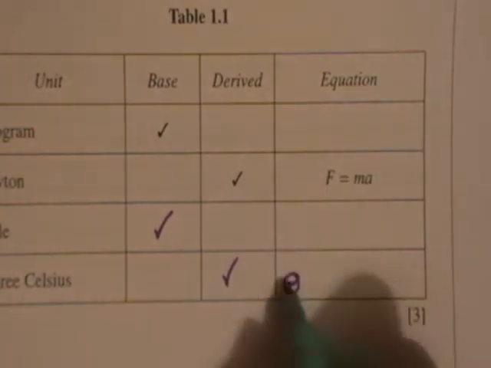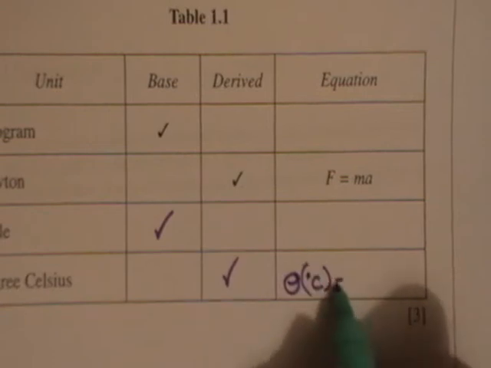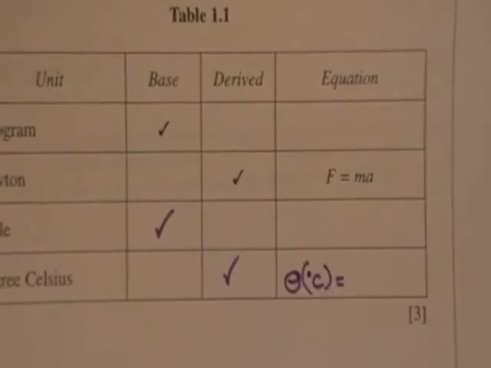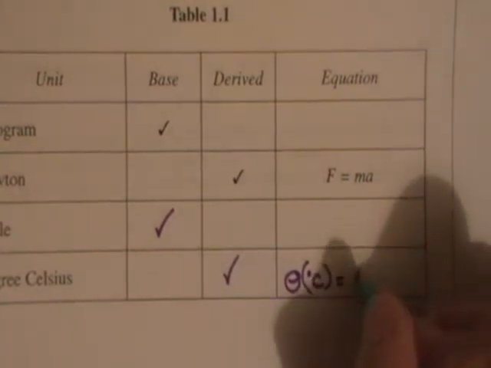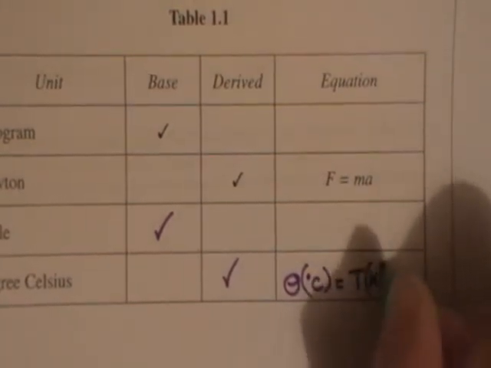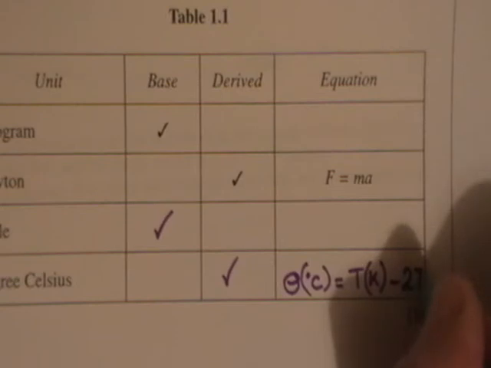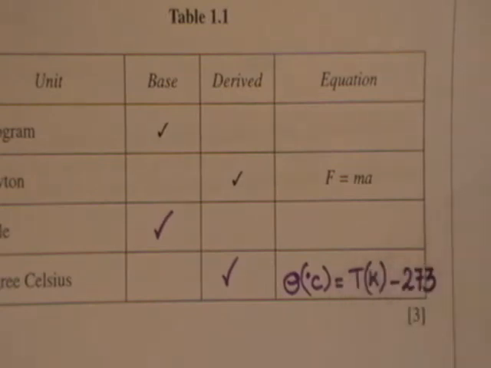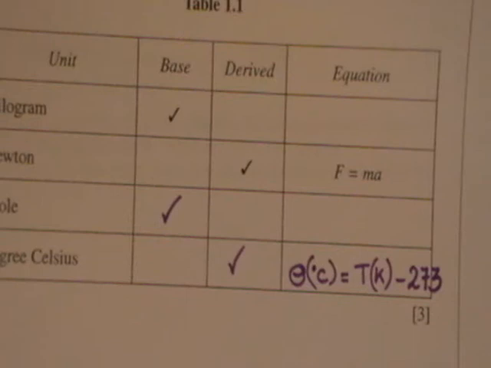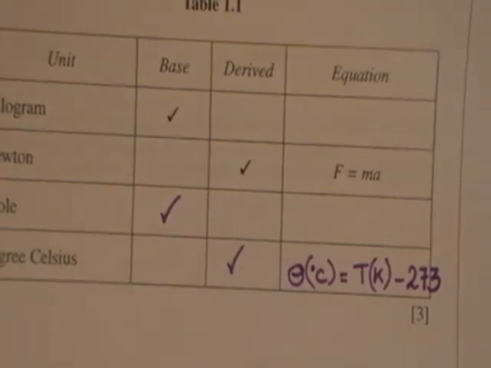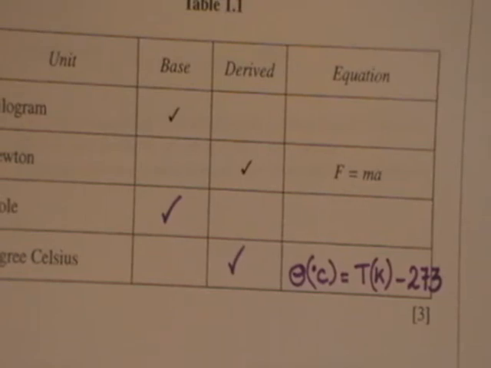So theta in degrees C is equal to the temperature in Kelvin, and you have to take away 273. So it's minus 273. So you should know that 100 degrees is 373. And if you take 373 Kelvin, if you take 273 away from that, you'll get 100 degrees C.